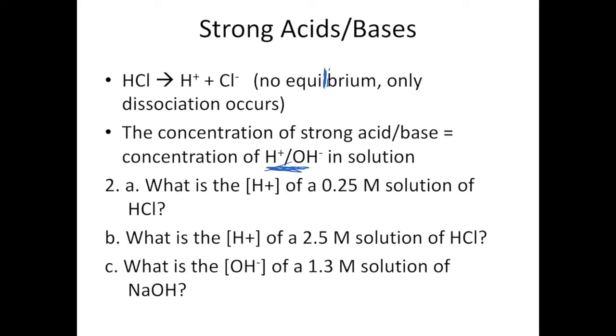My hydrogen ion concentration of a 0.25 molar solution of HCl. Well, if you have 0.25 molar HCl, then you're going to have 0.25 molar H plus. That's it. Again, B, what's my concentration of H plus? It's 2.5 molar because it's strong.